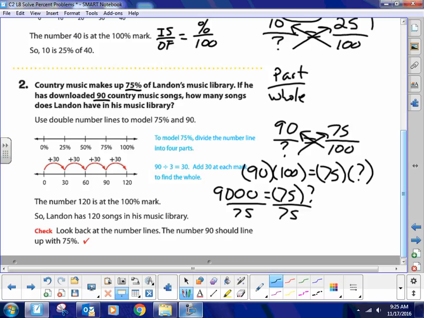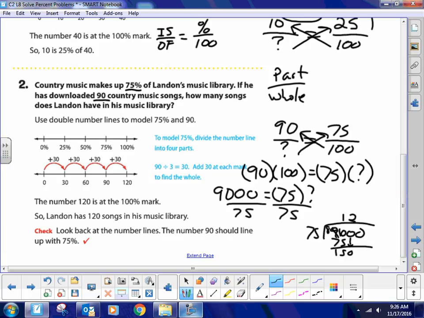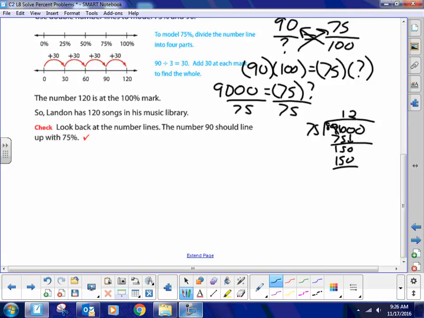Okay. So you've got 9,000 divided by 75. It goes in once, so that's 75. Then that makes it 8. So you've got 150, right? You've got to bring down the 0. And then 75 times 2 is 150. Let me extend the page. Now I'm not done yet because I still need another 0 to add here, okay? So it's 120. So our question mark, or our whole, is equal to 120. So he has 120 songs. See how that works? Okay?